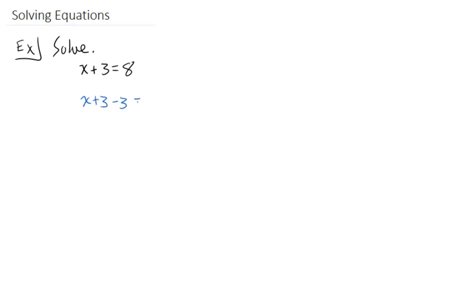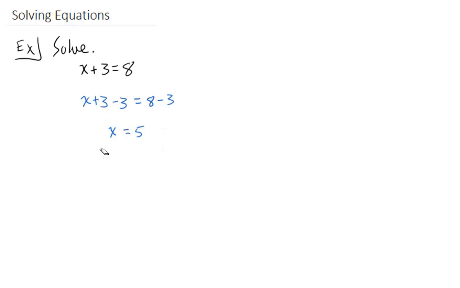But my properties of equality say that whatever I do on one side, I have to do on the other side to preserve the equality. Now just simplifying this gives me that x equals 5. And so that gives us the idea that a lot of times people think that this is the solution, and that's not really the solution, that's just an equation that makes the solution very overt.